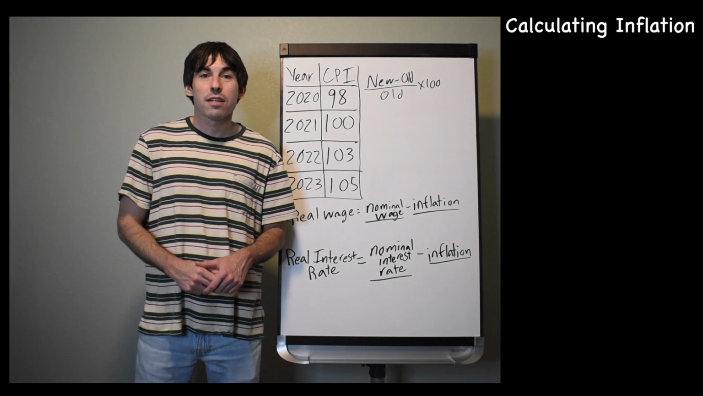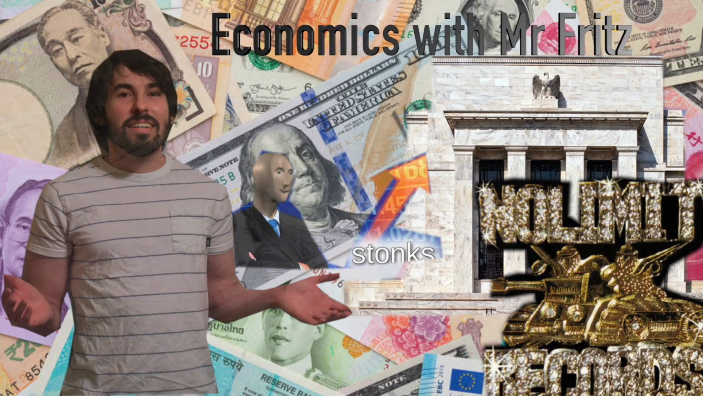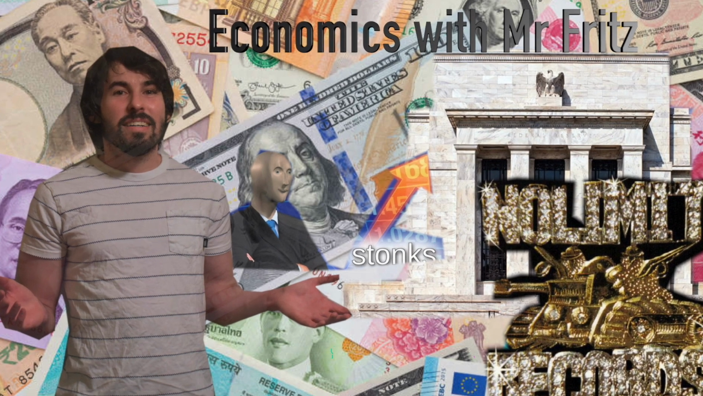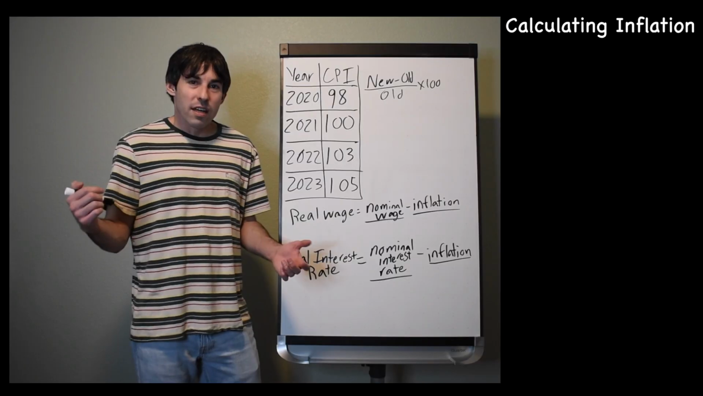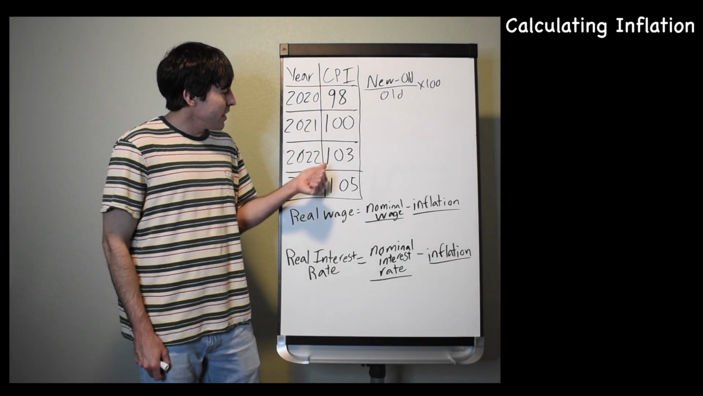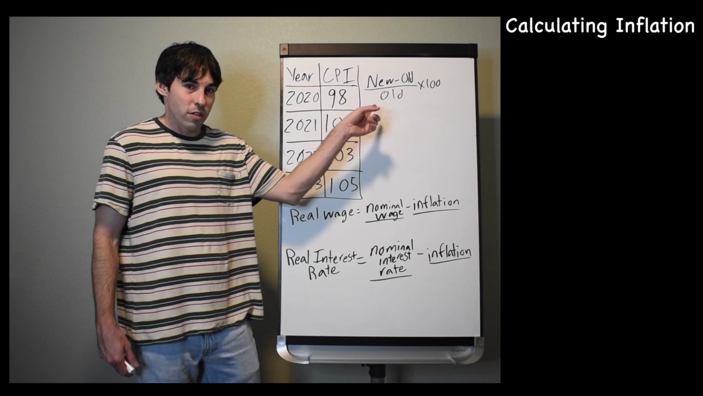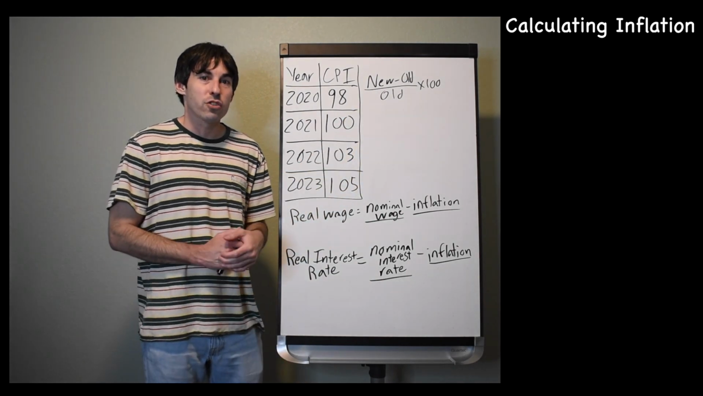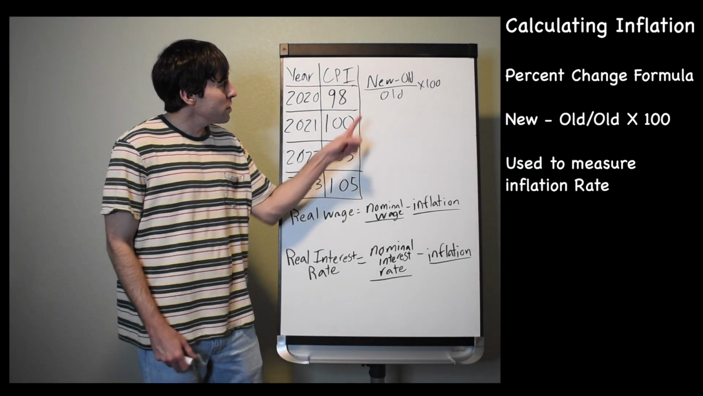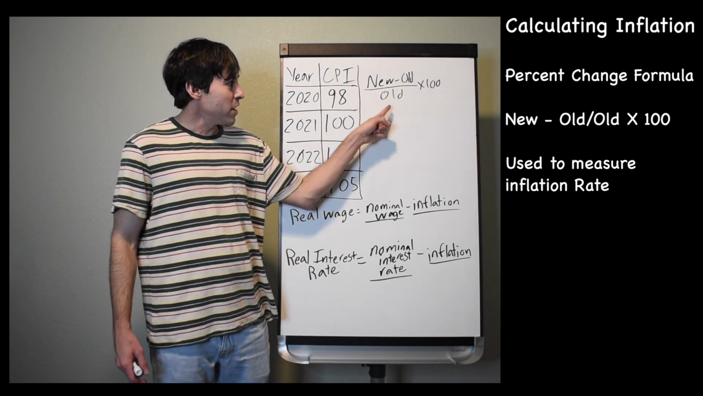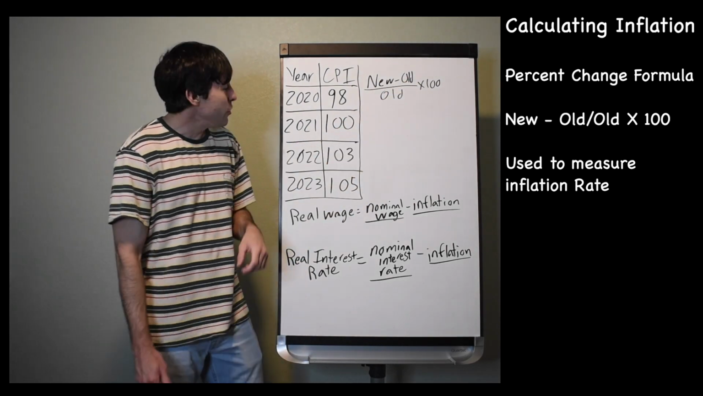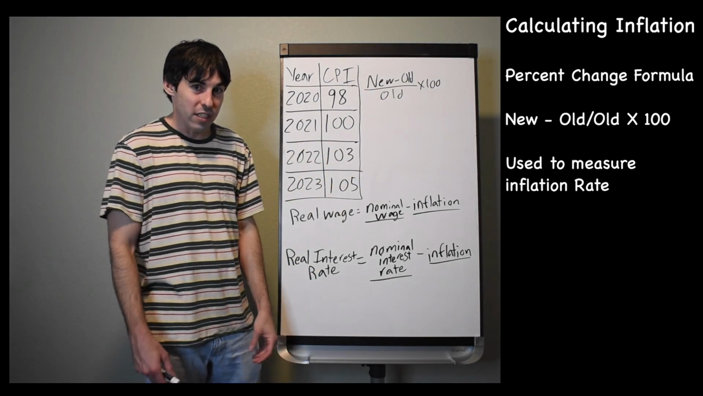Fritz. Today we're going to practice measuring inflation. In the last video I taught you how to calculate CPI and create a price index. Here we've already got a price index and we're going to use our percent change formula to measure inflation rate. So all it's going to be is your new minus old divided by old times 100. New being the most recent year you're looking at.